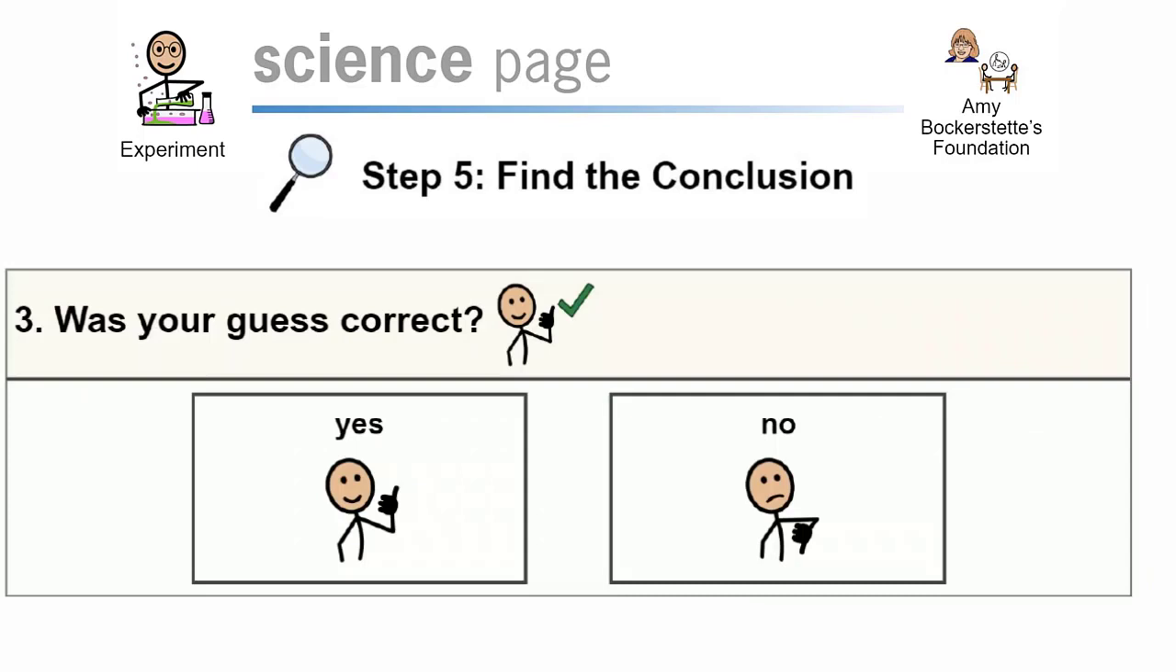So for our conclusion, was your guess correct? Yes or no? Remember, this is not a right or wrong answer. Scientists use their hypothesis to come up with an experiment. This is something that they would like to get answered. Sometimes their guess is correct, but sometimes their guess is not correct. And that could lead to more experimentations.